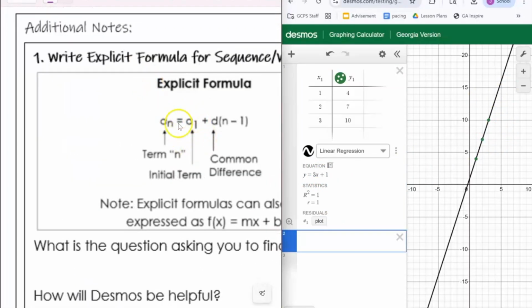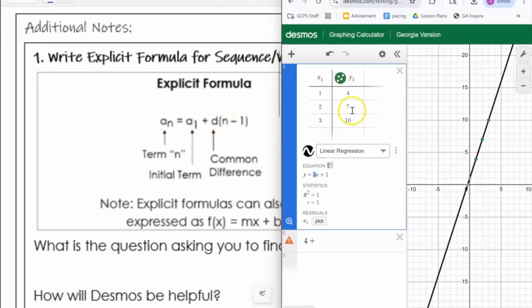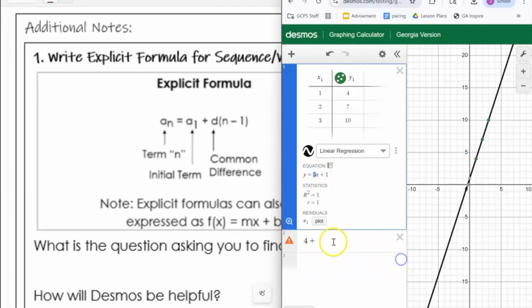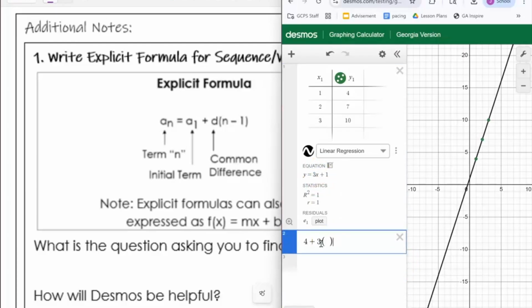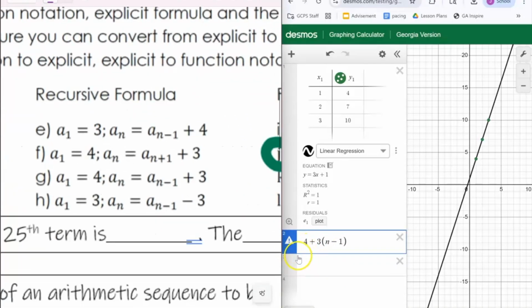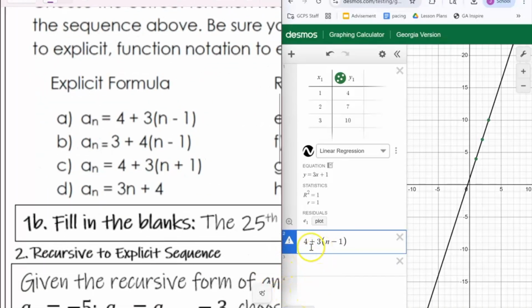So explicit formula says take the first one, and what was my first one? My first term was 4, right? Plus the common difference. The common difference, remember, is the same as slope. Or you can think of it as the second number, which is 7, minus the first number, 4, which is 3. And you can see that slope and common difference is exactly the same thing. 3, and then parentheses, and then you have n minus 1. So that is actually the explicit form. So I can go and find out which one matches that. So that's recursive. Here's explicit. I'm looking for 4 plus 3 n minus 1, and that's this first one.